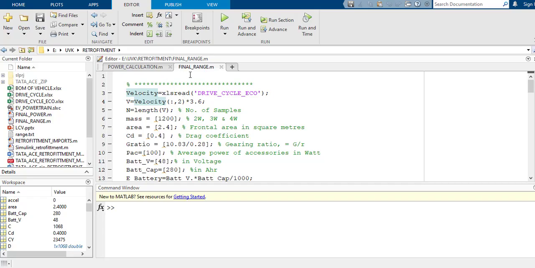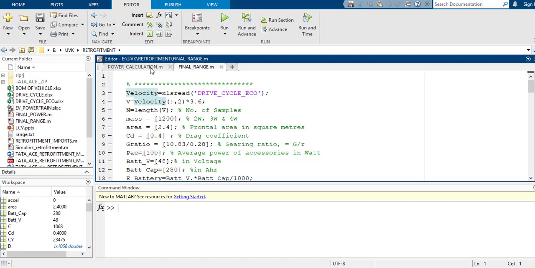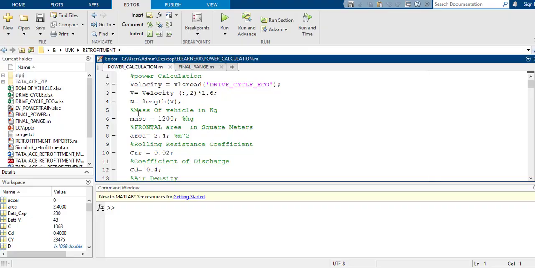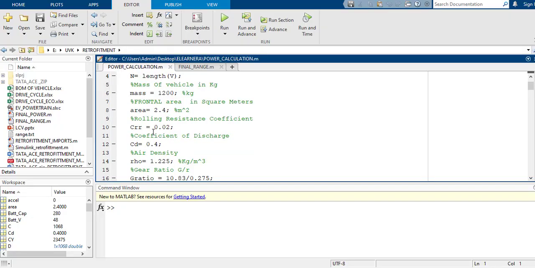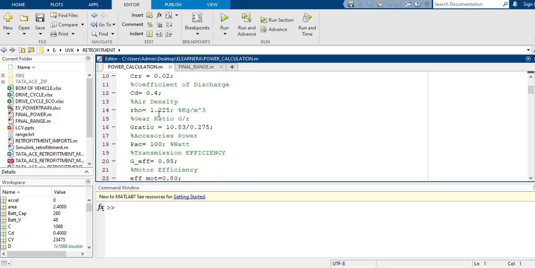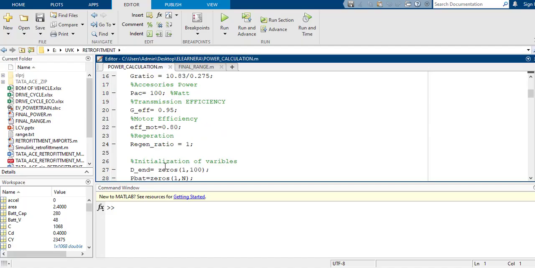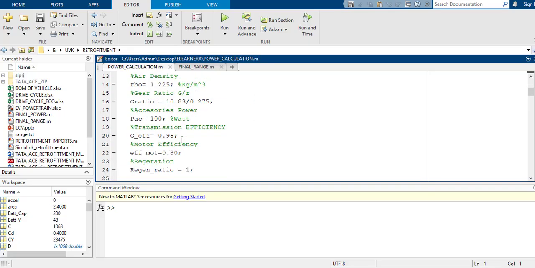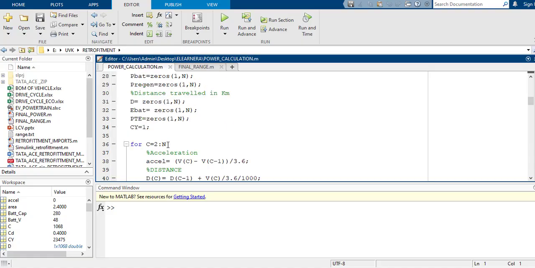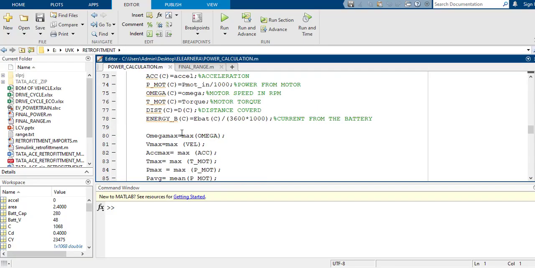In this session, we will study how to calculate the range for a vehicle, considering a battery pack in voltage and ampere. In the last chapter, we already studied the parameters of the E2O: mass, area, coefficient of drag, air density, gear ratio, accessories power, transmission efficiency, motor efficiency, and regeneration ratio. So in that we have already found all the parameters in a graph function.